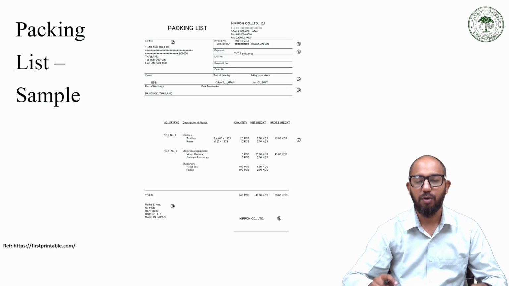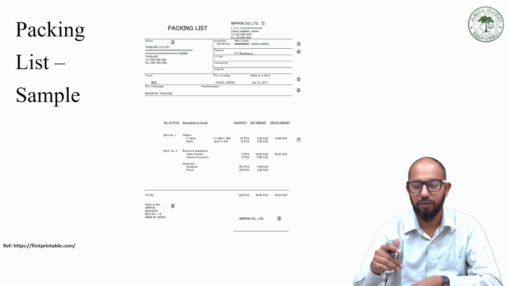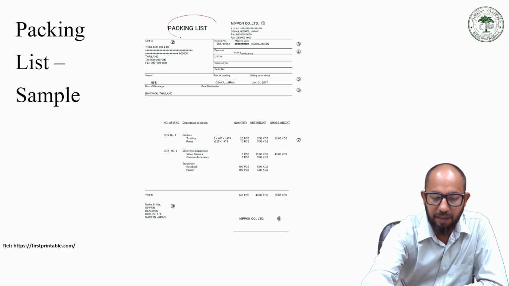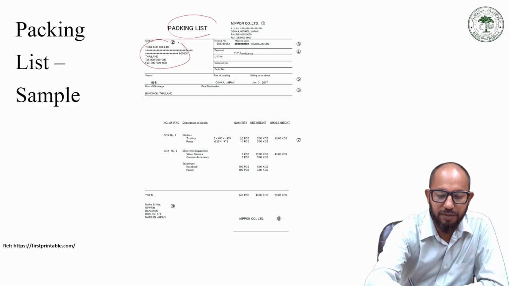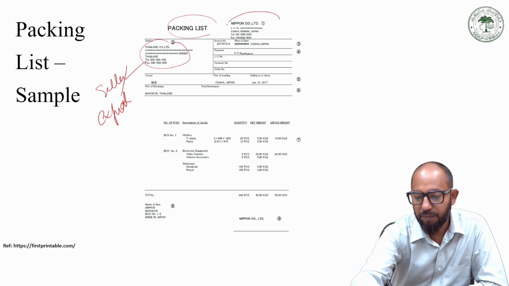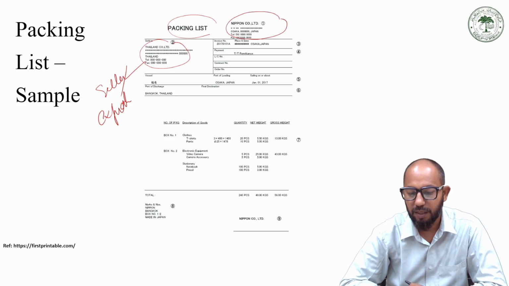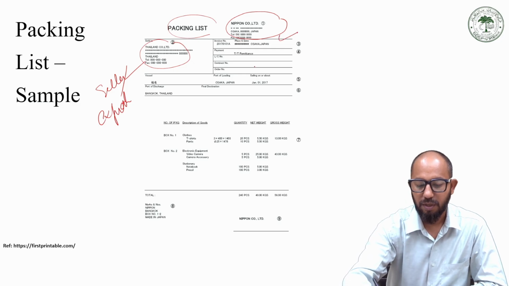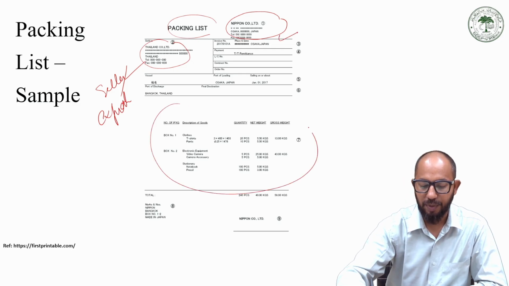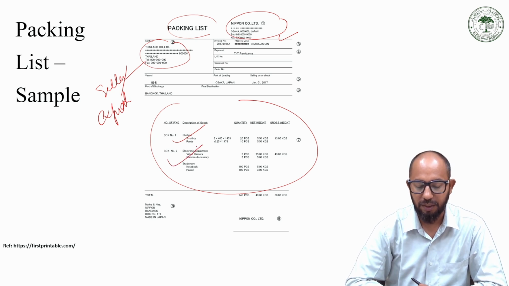Dear students, now here we have a sample of a packing list. Let us try to explore this. If you see, this is a packing list sold by the company, which is actually the seller, that is, the exporter. It is the packing list of Nippon Company Limited, and the invoice is this, and all other details are mentioned, like box number 1, what it contains, box number 2, what it contains.